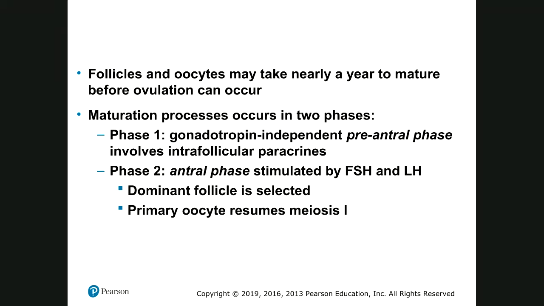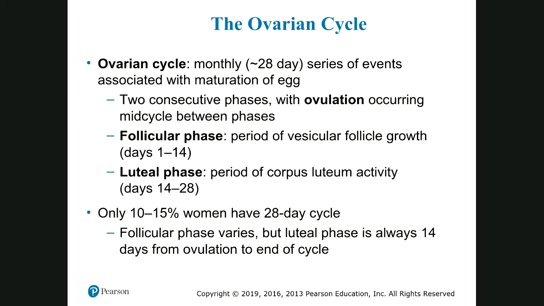We have those two phases, with ovulation occurring mid-cycle between the phases. We have the follicular phase that will develop this vesicular follicle that we saw earlier, between day 1 and 14. Then after 14 days, ovulation, and after it we have the luteal phase, which is the period to produce this corpus luteum, this progesterone activity. So if the sperm is here because the oocyte now is ready to be fertilized, it will fertilize the oocyte.